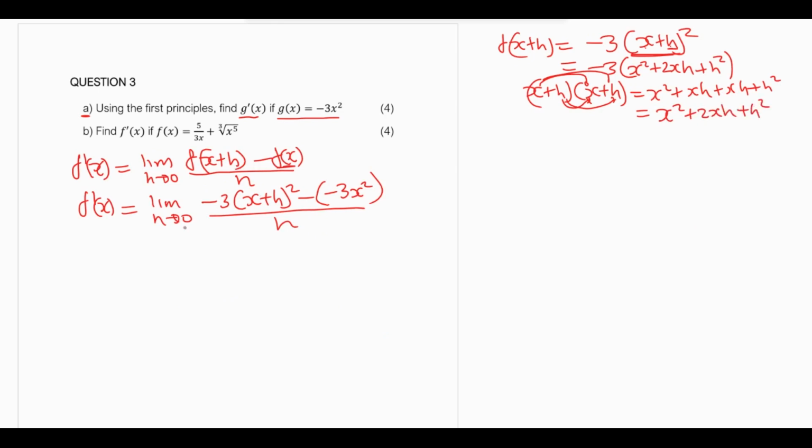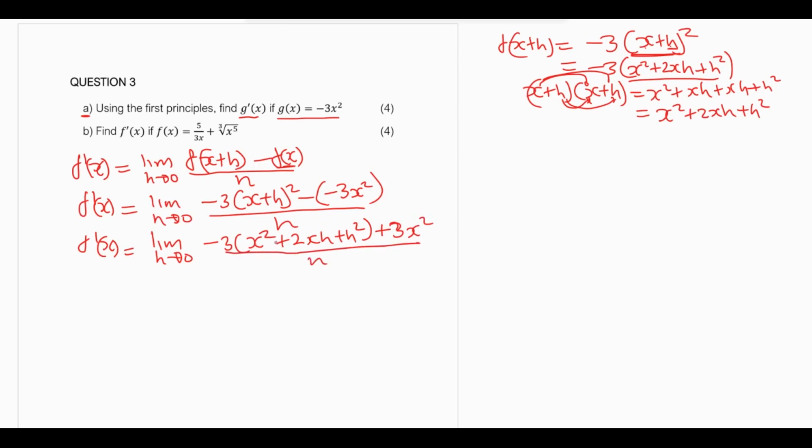Okay, so here we have f prime x is equal to lim h approaching 0, negative 3, and then we replace x plus h squared with this. So it becomes x squared plus 2xh plus h squared. Then minus negative 3x squared, that is plus 3x squared, divided by h.